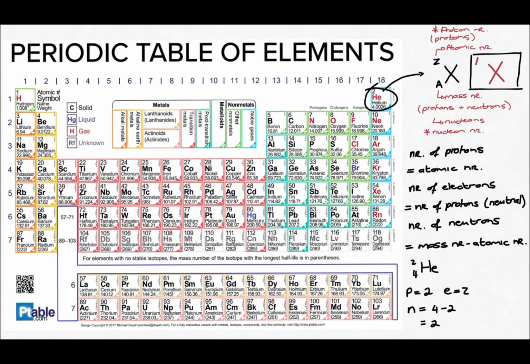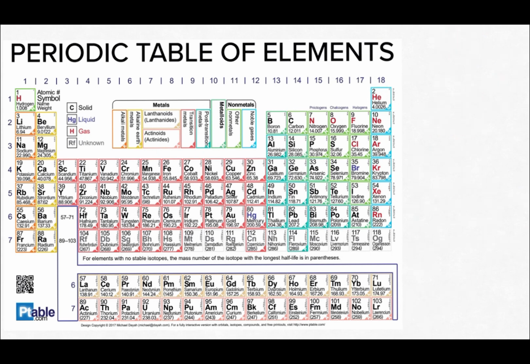So for Cambridge, my mass number needs to be at the top and my atomic number needs to be at the bottom. So this was all for neutral atoms, meaning that they do not have any charges. Let's have a look at ions. Now ions can be either positively charged or negatively charged.